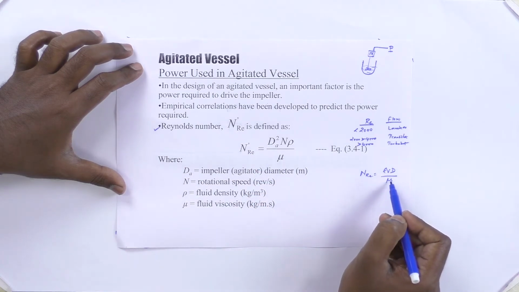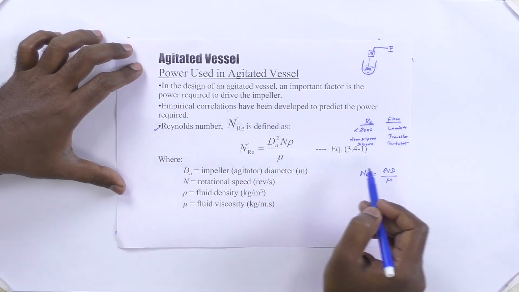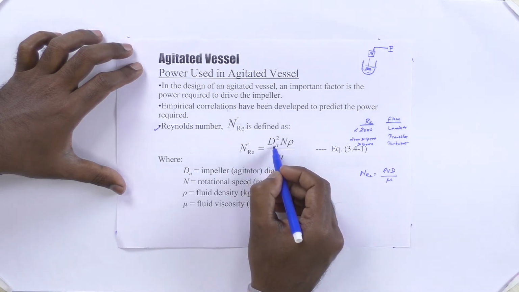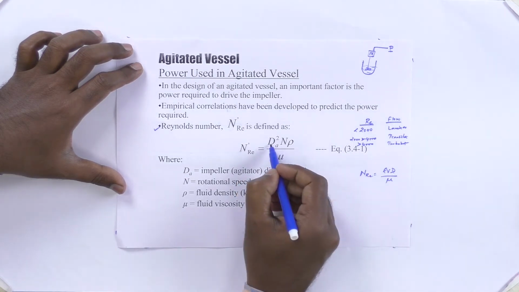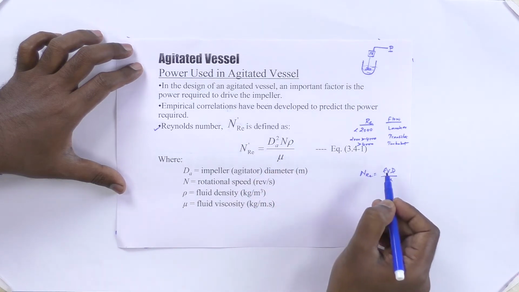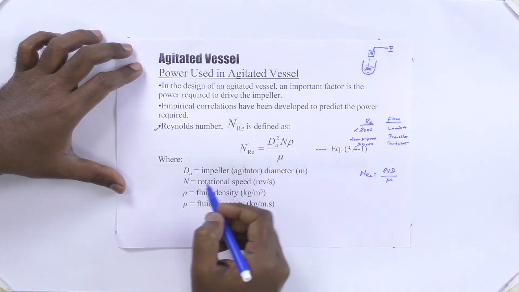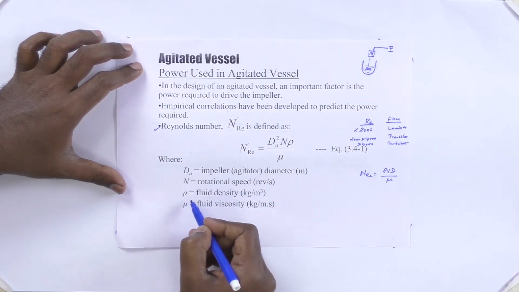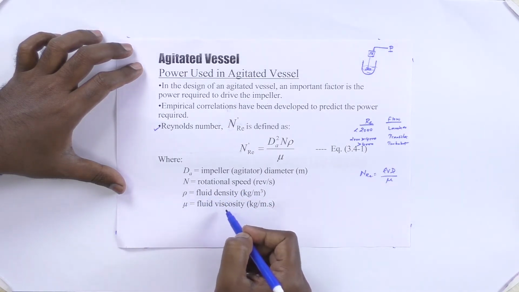So rho V d by mu changes: the diameter of the tank is converted into the diameter of the impeller. D will be converted into dA square, then N rho by mu. So dA is nothing but impeller diameter, N is rotational speed, rho is fluid density, and mu is fluid viscosity.